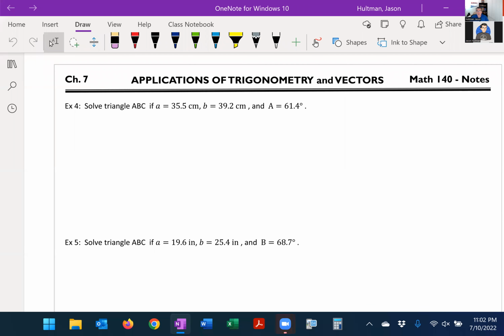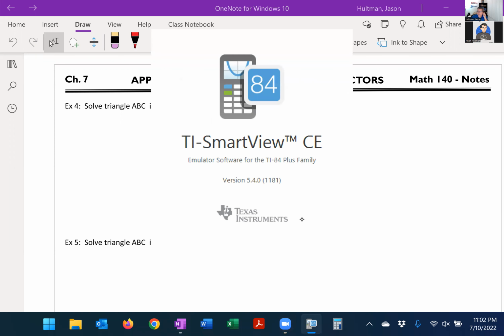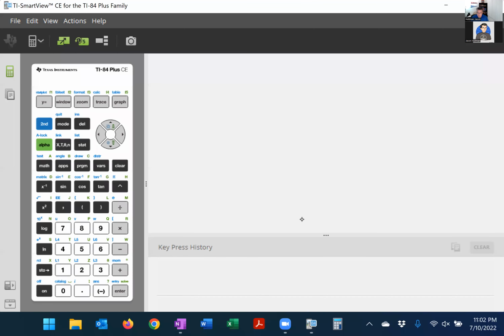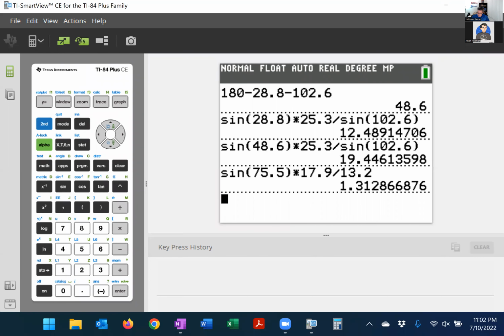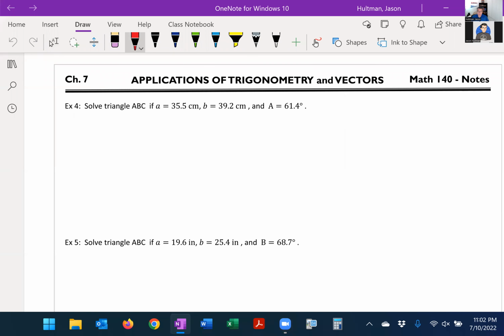Okay, students, let's continue with 7.1 to 7.2. We're going to go to the next example, example 4, where we're solving for a triangle, but it has two possible solutions. So it gets a little bit more complicated. Okay, example 4, solve triangle ABC if a is 35.5, b is 39.2, and A is 61.4.